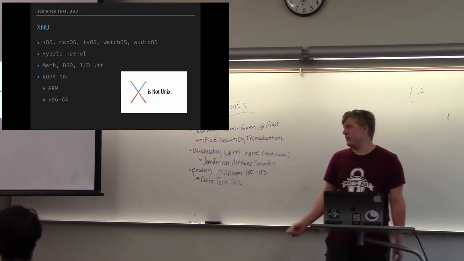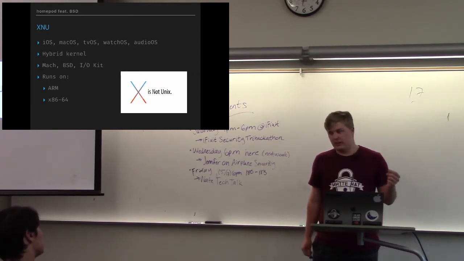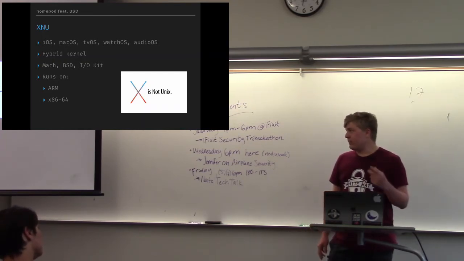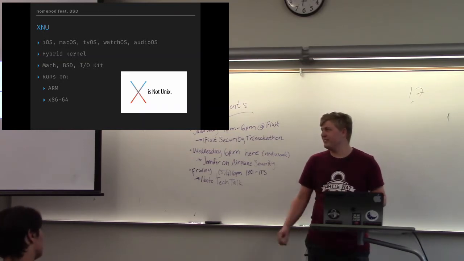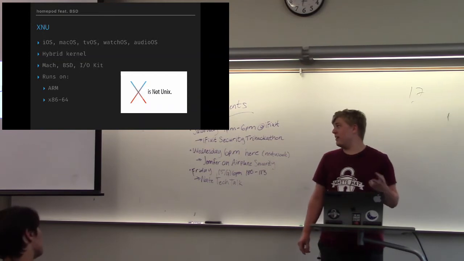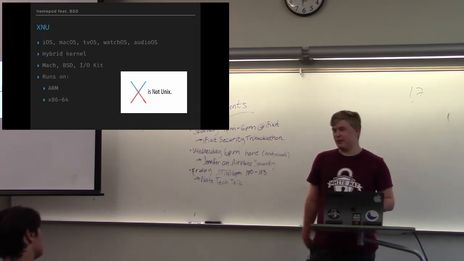So XNU is the kernel for all of Apple's operating systems. It started with Mac OS, and then iOS was introduced in 2007. tvOS, watchOS, and then the most recent one, audioOS, which is what the HomePod runs, because they needed a separate operating system for that.